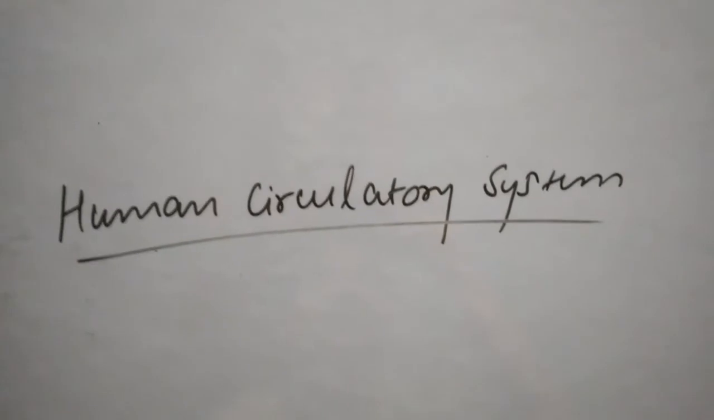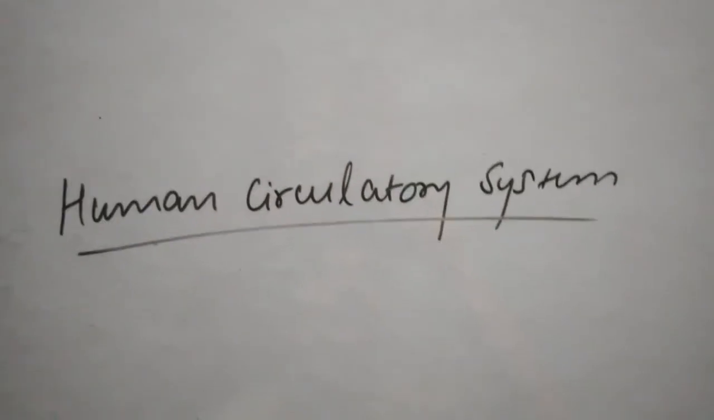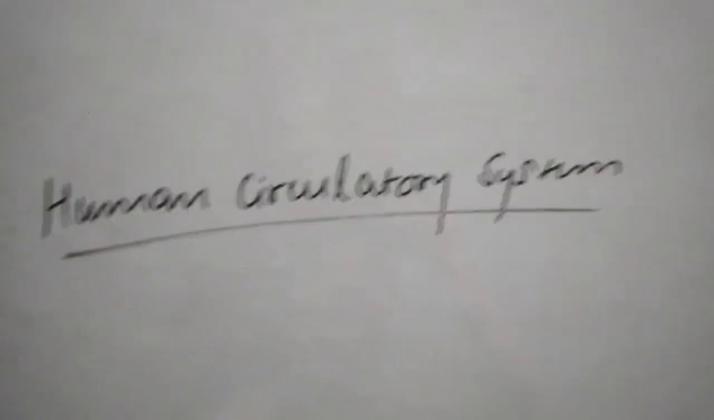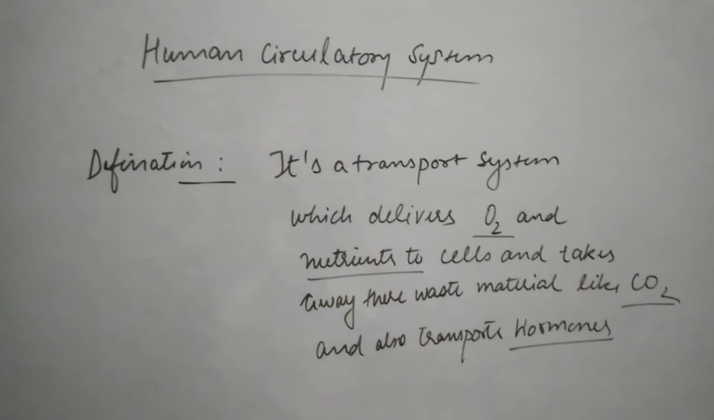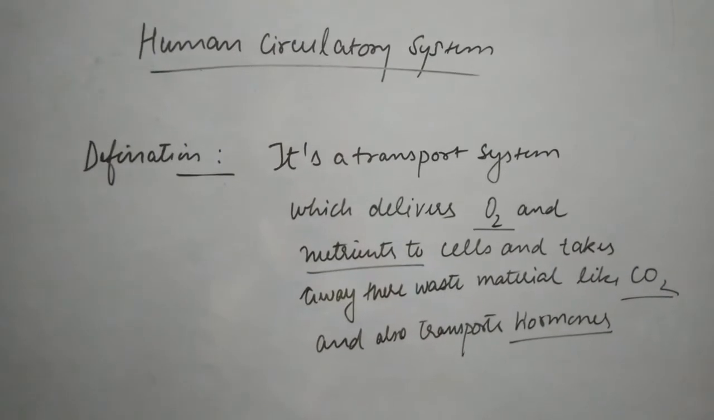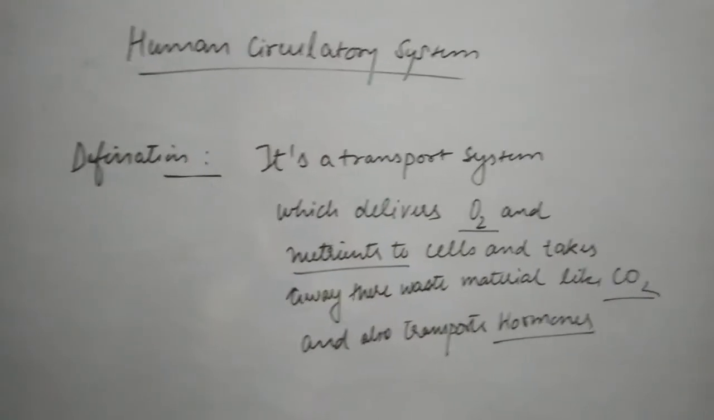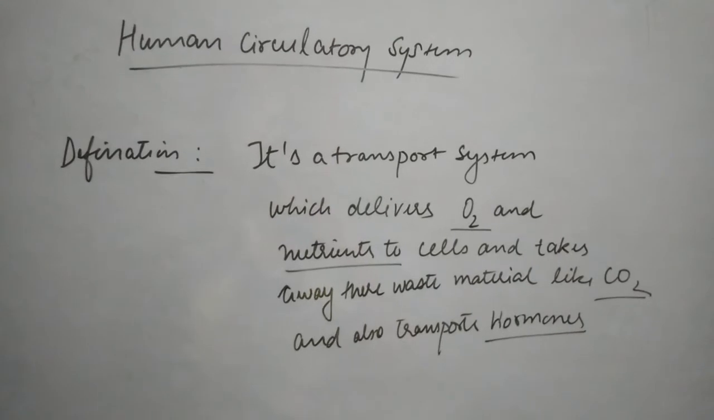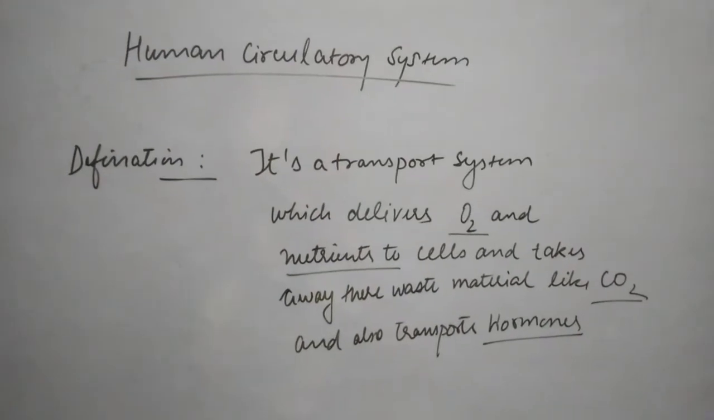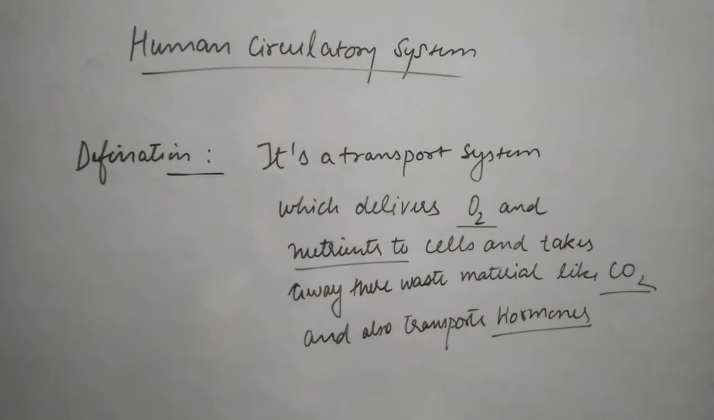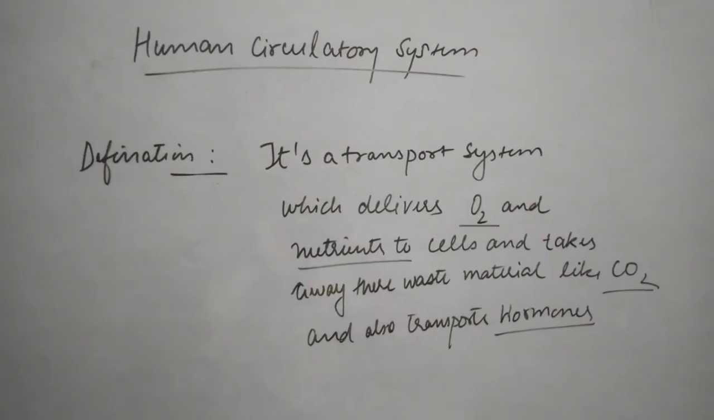Everyone. Today we will be discussing the human circulatory system. According to the definition, it's a transport system which delivers oxygen and nutrients to cells and takes away their waste material like CO2, and also transports hormones to them. So this is the definition of the human circulatory system.